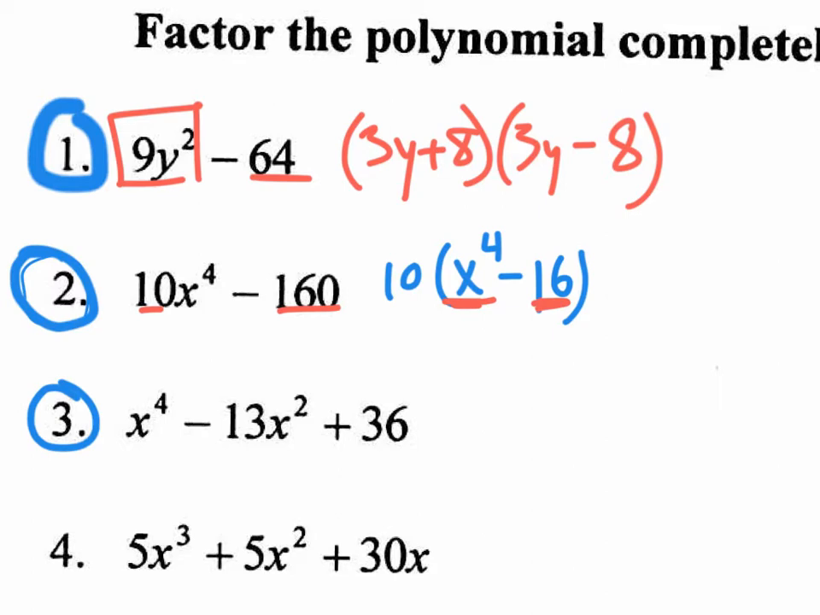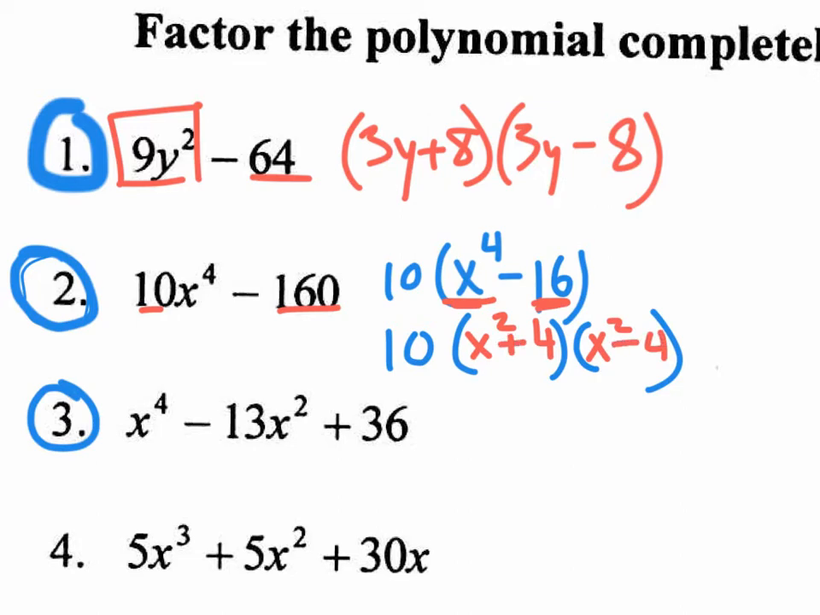that's 4. So what we're going to do is just bring down the 10, and we're going to do two parentheses. And the first term in the first parenthesis is going to be the square root of x to the fourth. And the square root of x to the fourth is x squared. Okay? And when you do the square root of 16, that is 4. And once again, you're going to repeat it, x squared and 4. And you have a plus on one of them and a minus on the other.